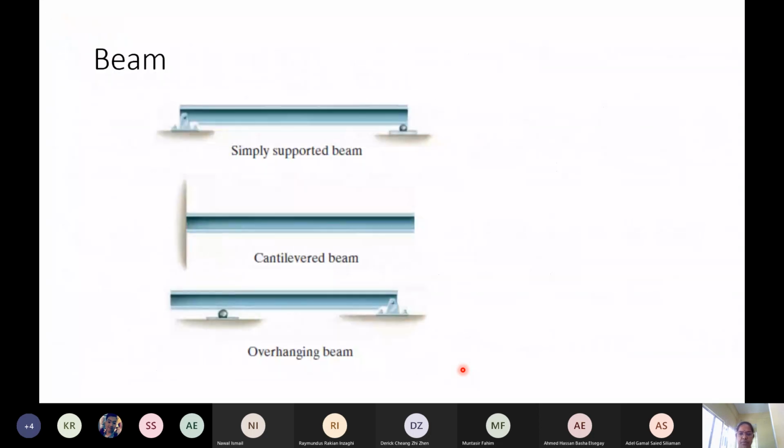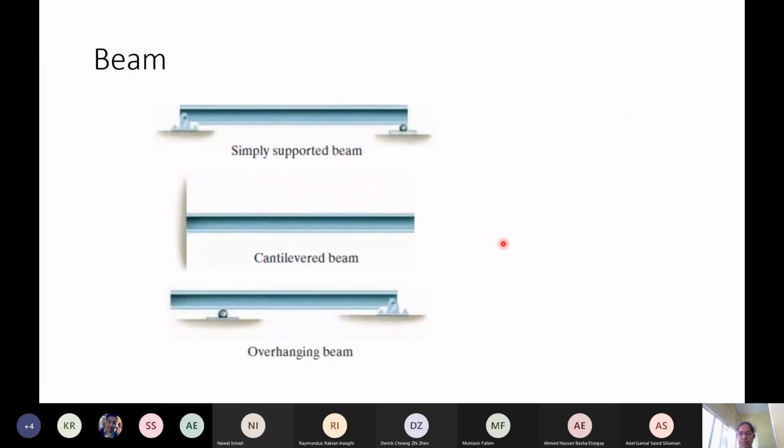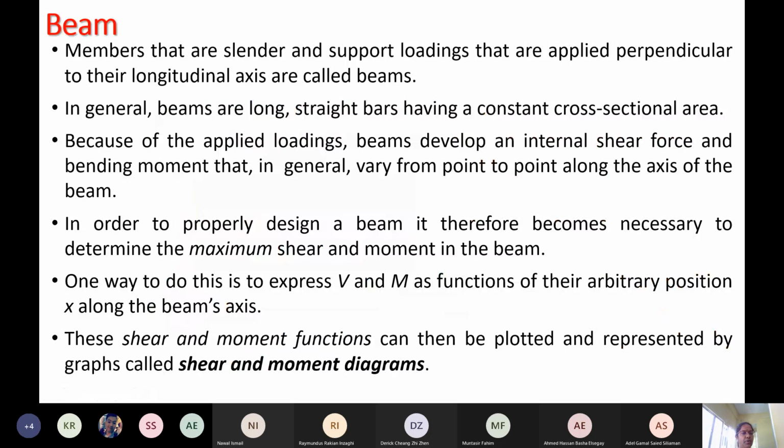And a fixed beam is like this. Fixed support may be on both sides fixed, completely rigid. Okay, both ends are fixed. Alright, we'll have fixed end moments due to load.